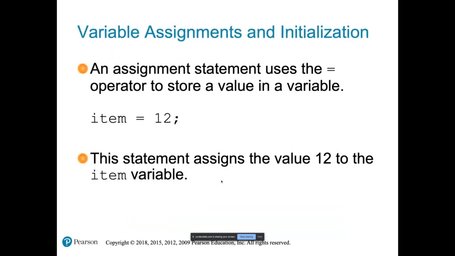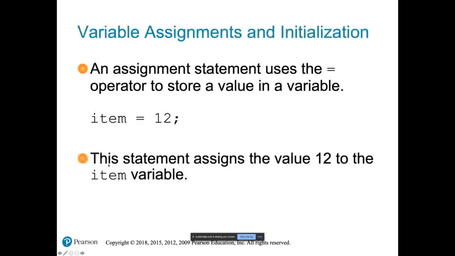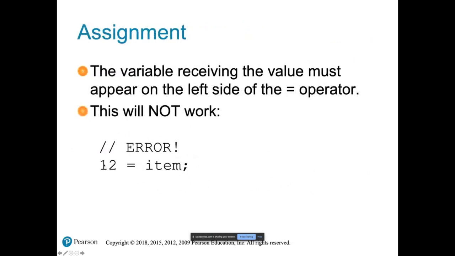An assignment statement uses the assignment operator to store a value in a variable. This statement assigns the value 12 to the item. You cannot flip it. Sometimes in the old compilers, this would be called the L value, and this would be called the R value, left side, right side. So you cannot assign item to 12. It's the other way around. This will not work.